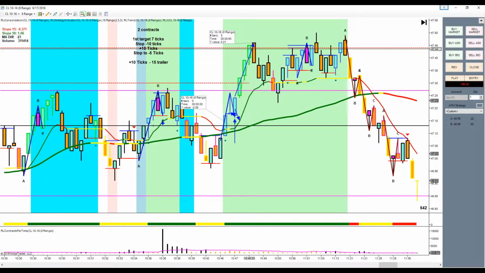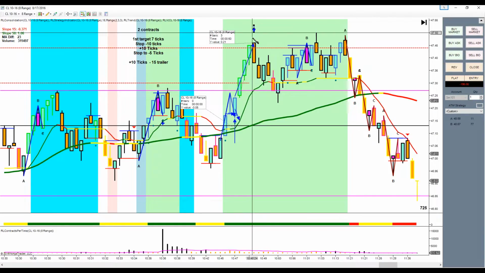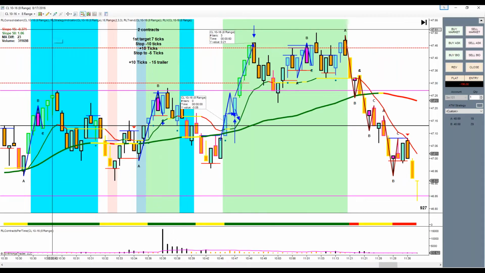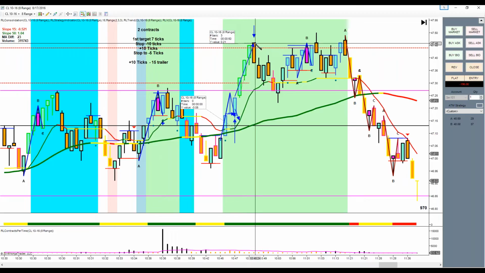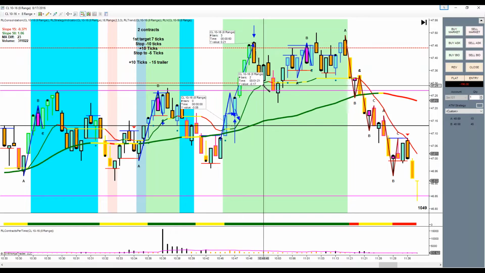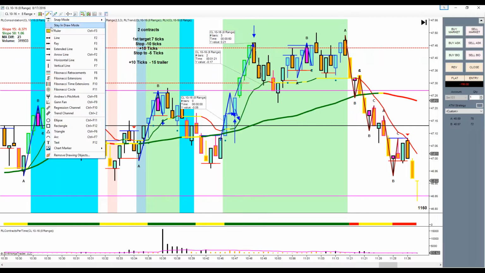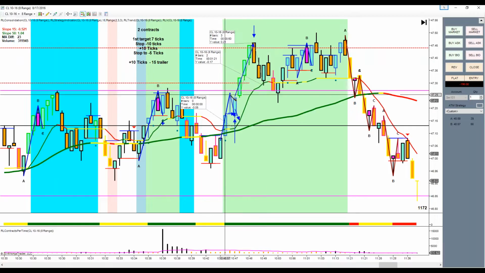Now remember, the maximum pullback you're going to take is 15. This is the top. This one went back 17. So this is going to stop you out. So your profit on this trade is going to be very small.